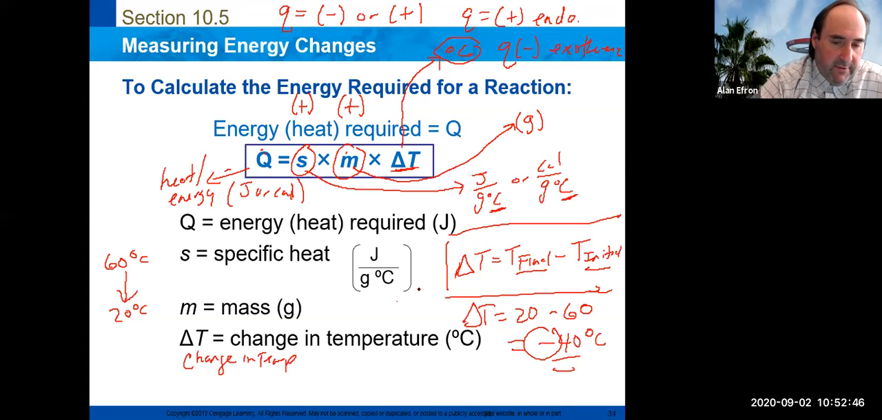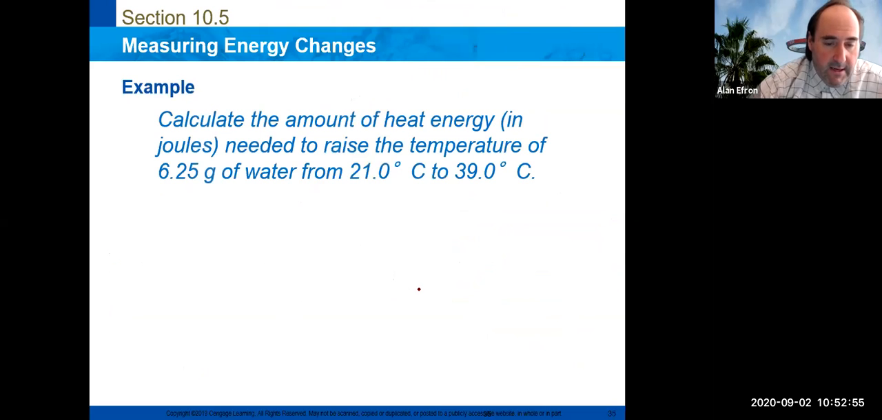So obviously this equation, you do need to know how to use it. And let's take a look maybe at an example here. All right, so why don't you take a second here, calculate the amount of heat and energy needed to raise the temperature of 6.25 grams of water from 21 to 39 degrees Celsius. Let's see what you come up with.